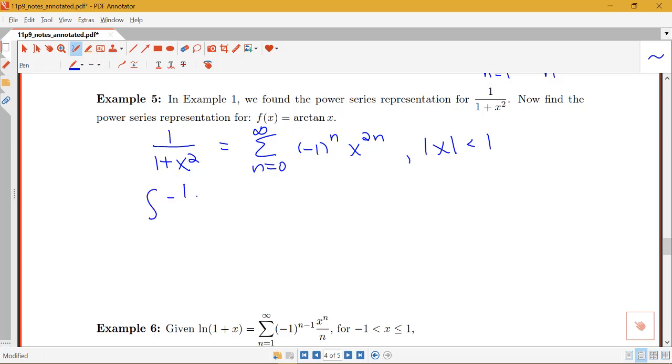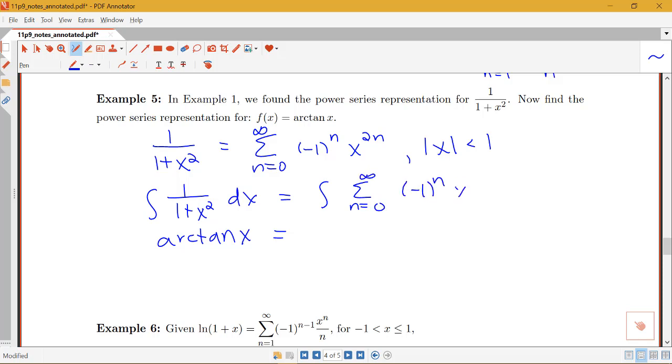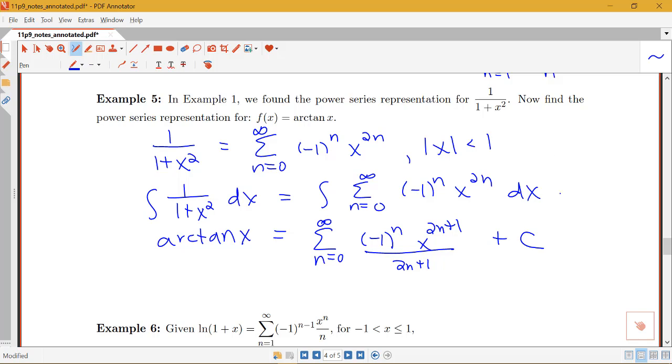Well, notice that the integral of 1 over 1 plus x squared is our arctangent function. Okay, so to get a power series representation for that, I can integrate the power series for 1 over 1 plus x squared. So that means I want to integrate this sum of negative 1 to the n, x to the 2n dx. Okay, so I'm going to have the sum from n equals 0 to infinity, negative 1 to the n, just a constant, and I'll have x to the 2n plus 1 over 2n plus 1, and then plus my constant of integration.